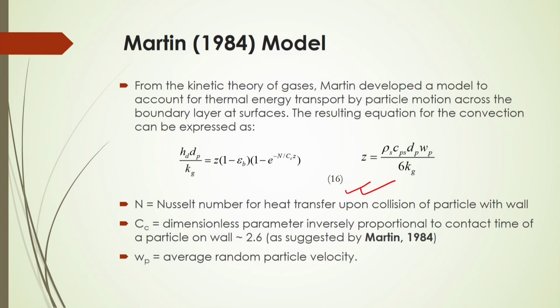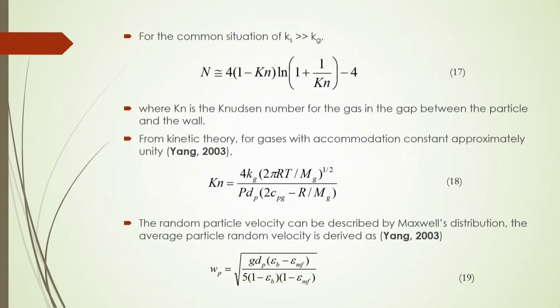Here n is called the Nusselt number for heat transfer upon collision of the particle with the wall, and Cc is one dimensionless parameter which is inversely proportional to the contact time of the particle on the wall, and which will be approximately equal to 2.6 as suggested by Martin 1984 from their experimental data. And Wp is the average random particle velocity, which also will govern the heat transfer coefficient inside the bed.